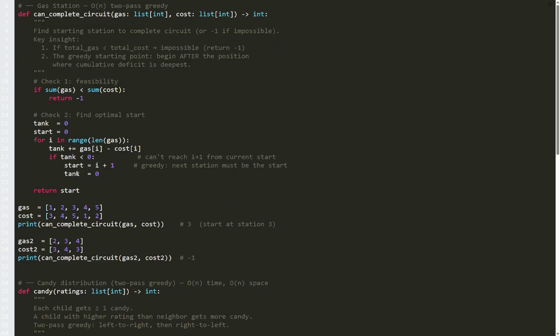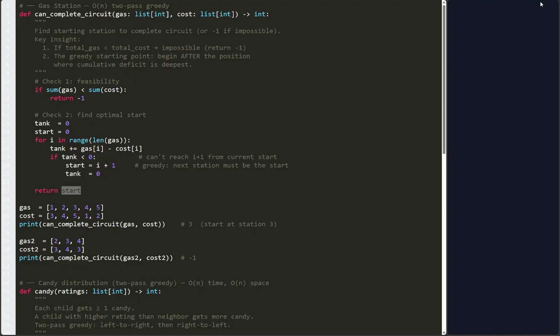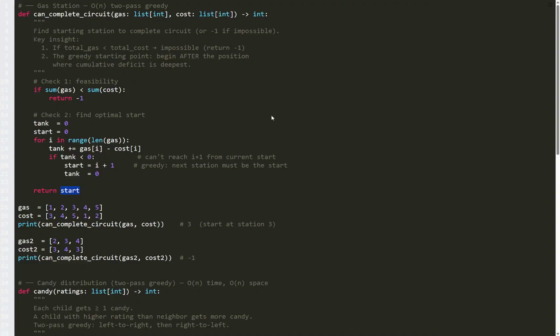So greedily set the new candidate start to i+1 and reset the tank to 0. Beauty, we only need one pass. The final candidate is the answer.